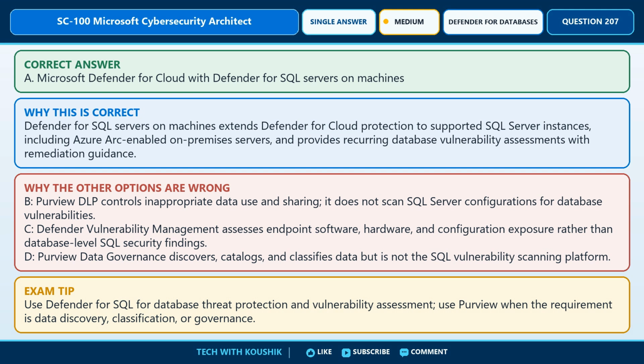Why are the other options not correct? B. Purview DLP controls inappropriate data use and sharing. It does not scan SQL Server configurations for database vulnerabilities. C. Defender Vulnerability Management assesses endpoint software, hardware, and configuration exposure rather than database-level SQL security findings. D. Purview Data Governance discovers, catalogs, and classifies data, but is not the SQL vulnerability scanning platform.